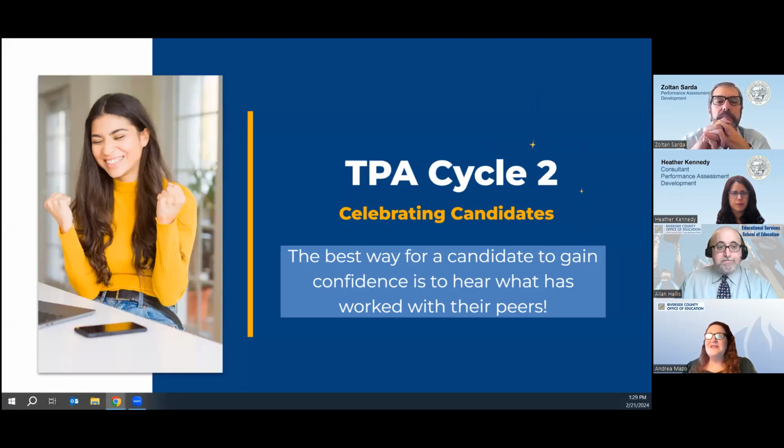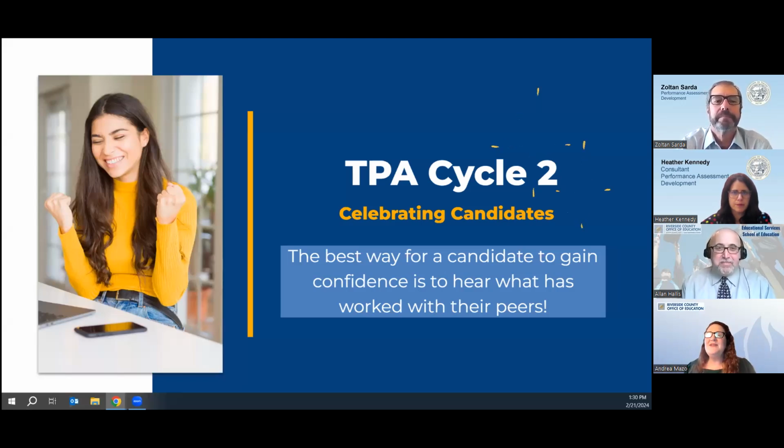And then just to add in there, at times it's nice for them to hear from each other. So if you have other candidates that are going through your program that have just finished the TPA and passed and everything's done, having them talk with our candidates that are going through it has been really a game changer, because it gives them hope for the future. They're like, okay, they did it, I can do it.